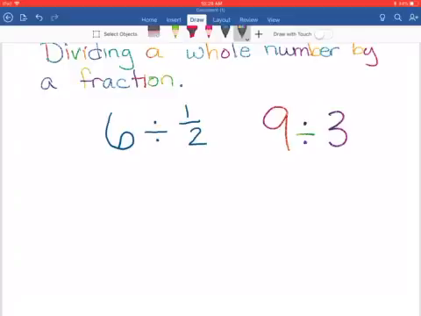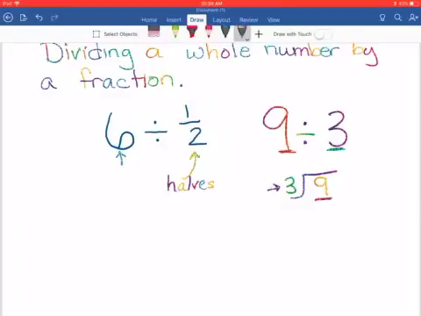When I'm dividing 9 by 3, and I decide I want to put it into the algorithm form, what I'm really asking is how many 3's are in 9, right? So how many 3's are in 9? So then over here, what I'm really asking is how many halves are in 6 wholes. Okay? How many halves of something do I need to make 6 whole pieces of something? That's what I'm asking.